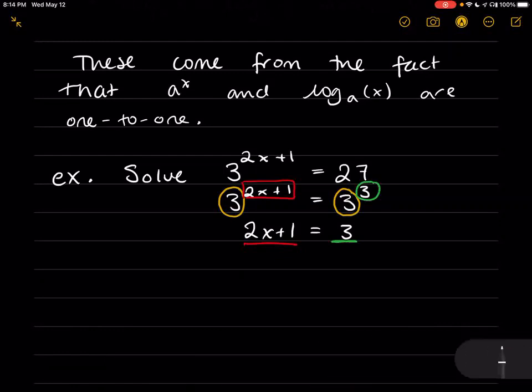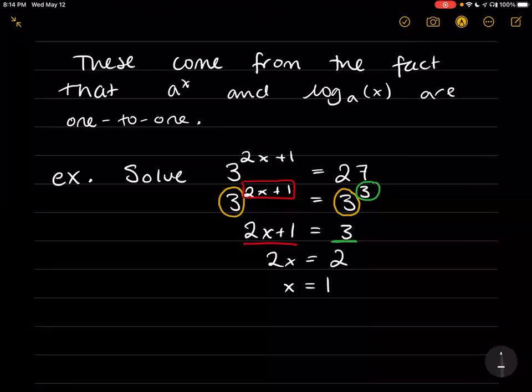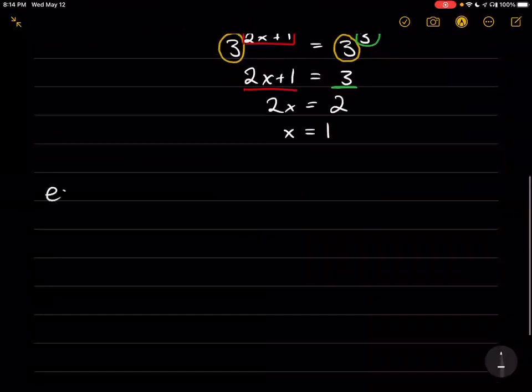And now this is just a linear equation. We know how to solve it. Subtract 1 from both sides and divide both sides by 2. Look at that. Pretty straightforward. Let's see an example with logarithms.